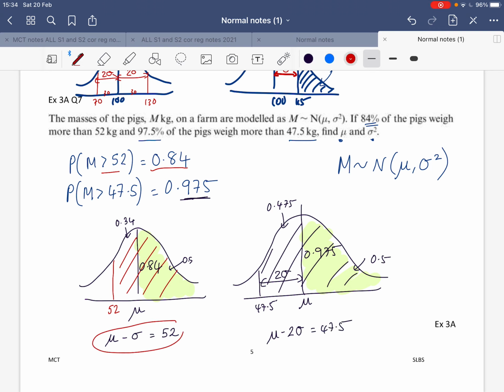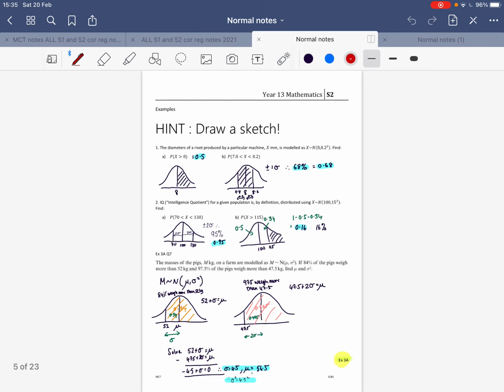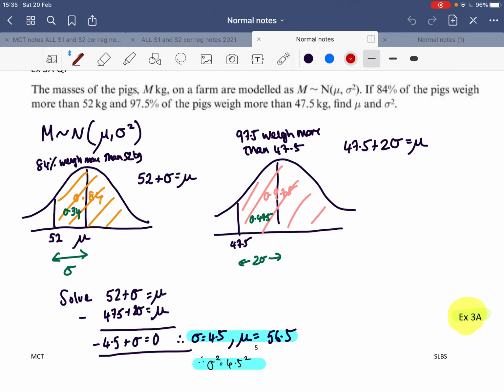So what you've got there then is a pair of simultaneous equations. You can use your calculator to solve them, or you can do them by hand. And what you'll end up with, I hope, is sigma is 4.5 and mu is 56.5. I did it by hand there, but whatever you like.